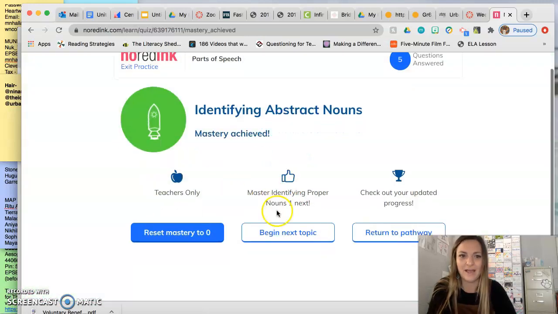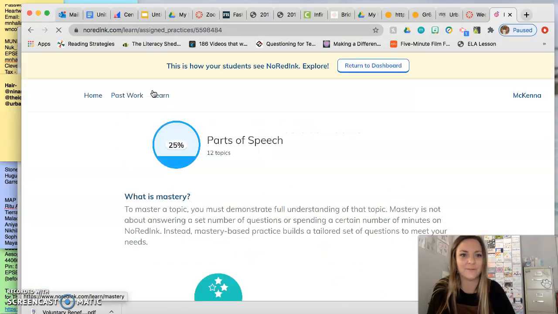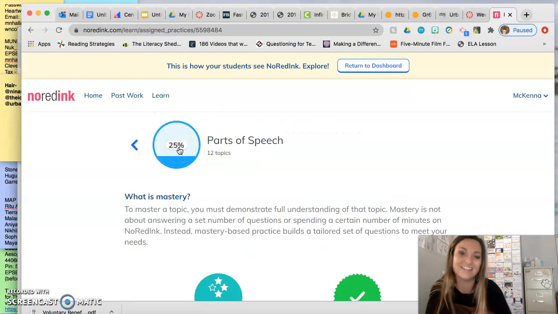Okay, you did it. Okay, and then every time you do that, it's going to give you a higher percentage in the corner. So now I'm at 25%. So if you take a good hour to do your no writing homework, you're going to do great.